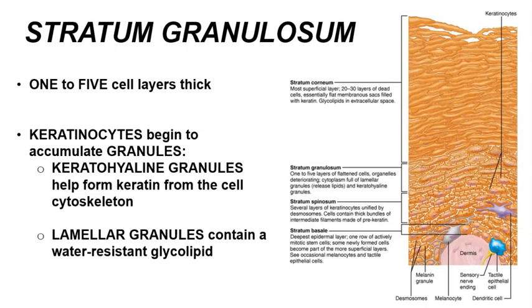The lamellar granules contain a glycolipid that is released when the cells die, which helps to create a water-resistant coating. This coating will help reduce water loss through the surface of the skin from the deeper tissues. It is in this layer that the keratinocytes will begin to die.